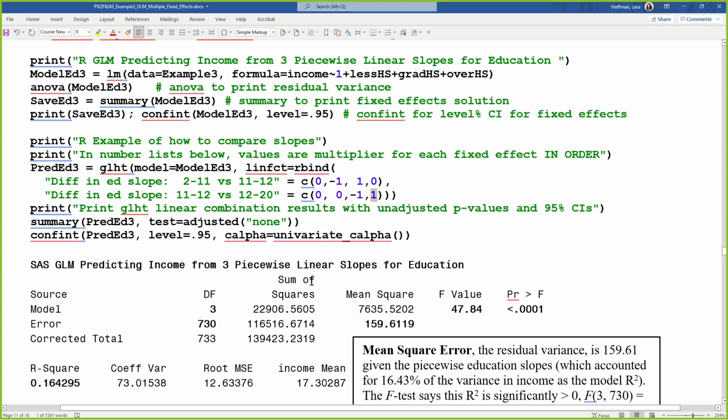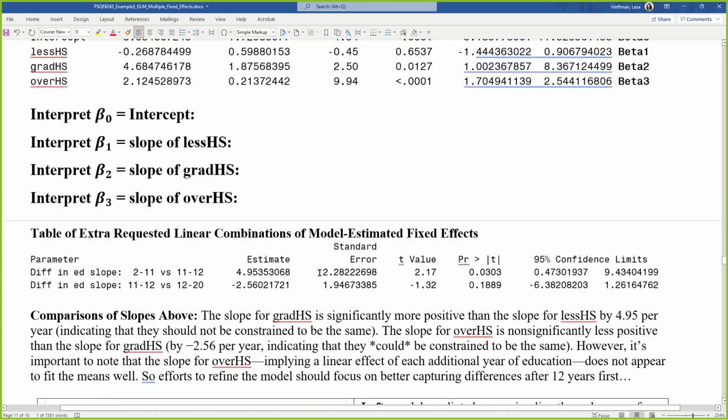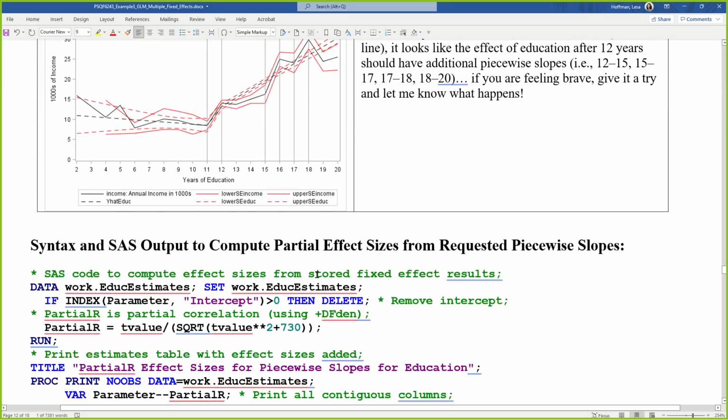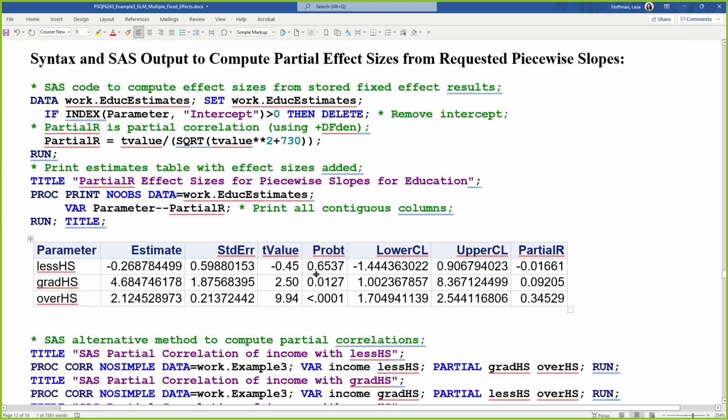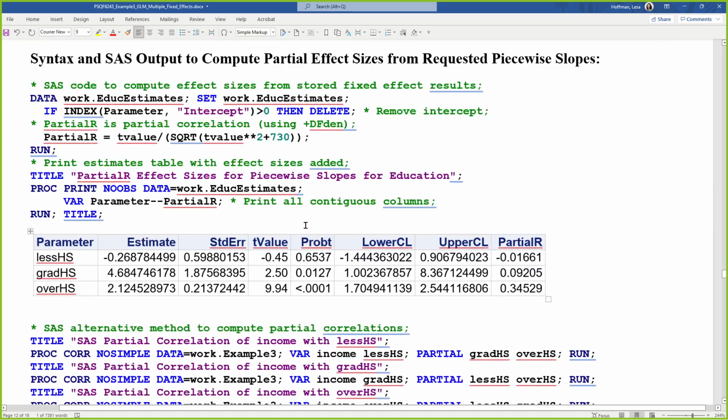So this is step 3. Look at your output and see if there's anything else you want to know and ask for it. So in this case, what I want to know is whether the slopes differ from each other, so I'm asking for it. And then step 4 is effect size. So the effect size part then, what I'm doing is using stored results and making the programs do math on them for me.